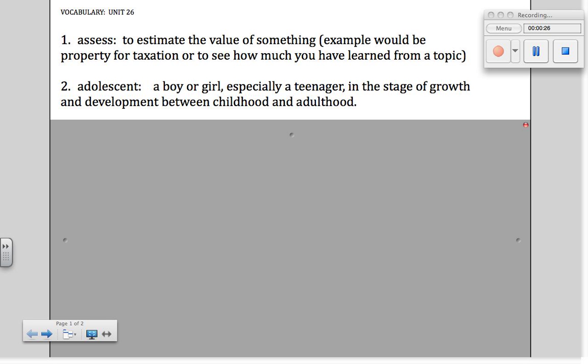Adolescent. An adolescent is a boy or a girl, especially a teenager, in the stage of growth and development right between childhood and adulthood, so kind of where you are right now.